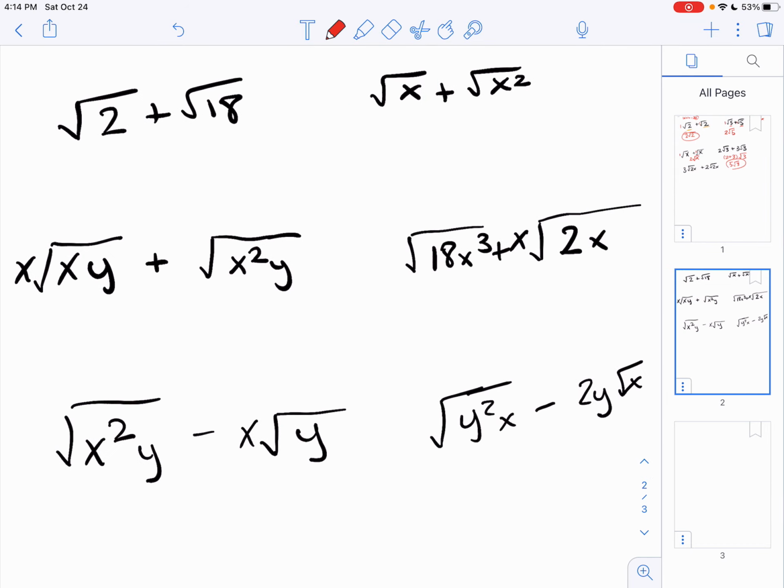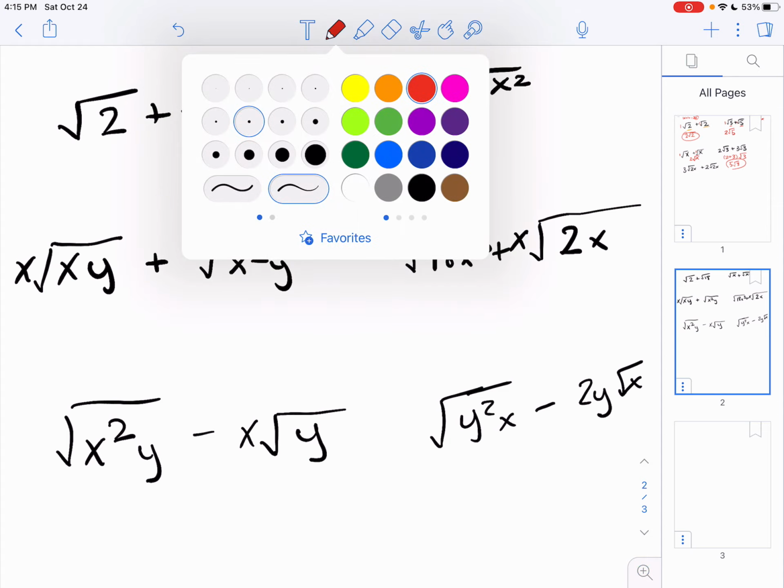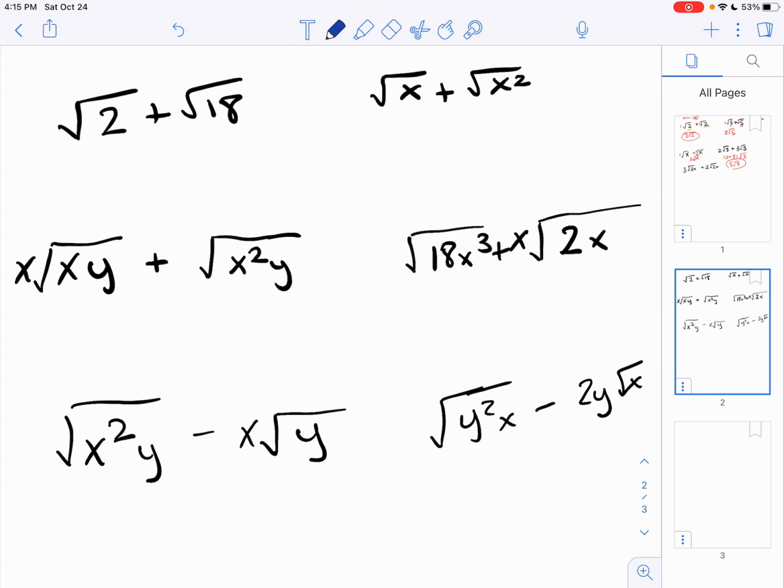Now, sometimes it's not pretty, and what's inside the radical is not the same. So we can't just add them together. Radical 2 plus radical 18 is not just radical 20. But what we can do is manipulate the radical 18 to get something that looks the same as radical 2, with just 2 underneath the radical. If we simplify radical 18 to radical 9 times 2, the 9 can come out as a 3. So now we're left with radical 2 plus 3 radical 2.